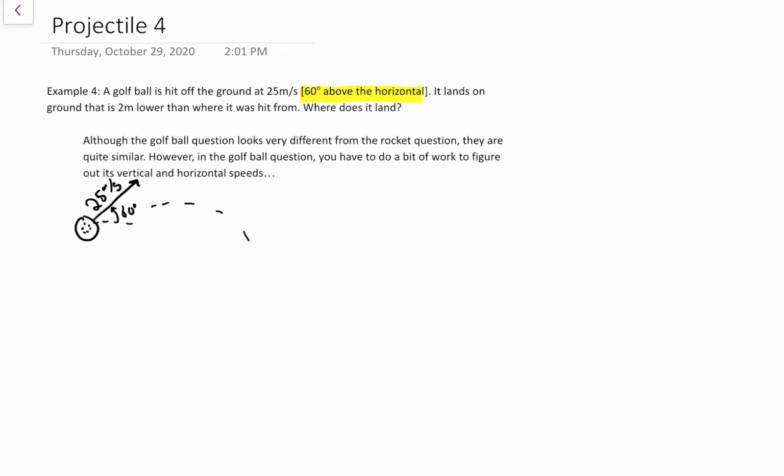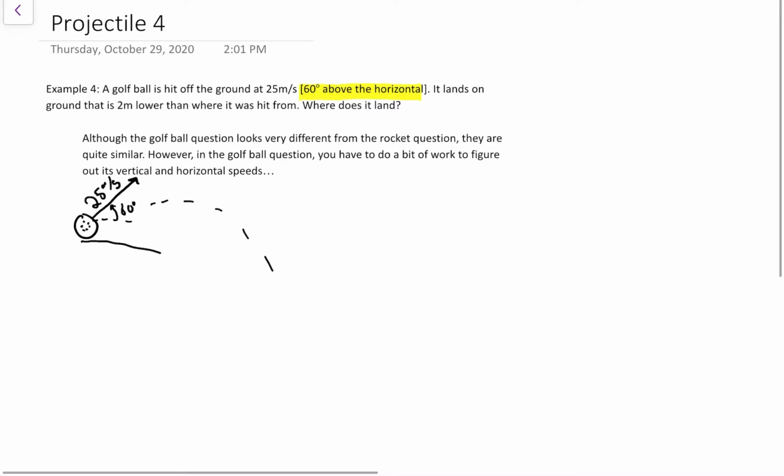It follows a parabola. The way this one's worded, the ground must have a bit of a slope to it. When it lands on the ground, it's 2 meters lower than where it started. So a little bit messy, but there's my little picture.